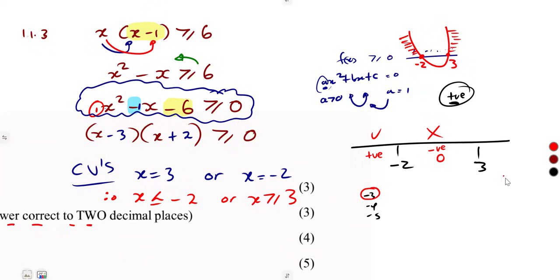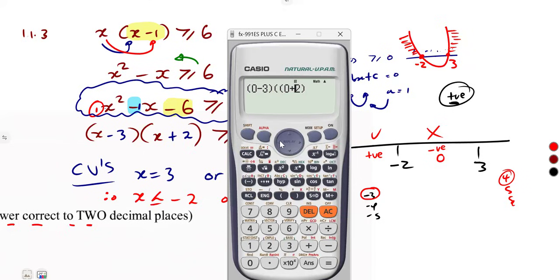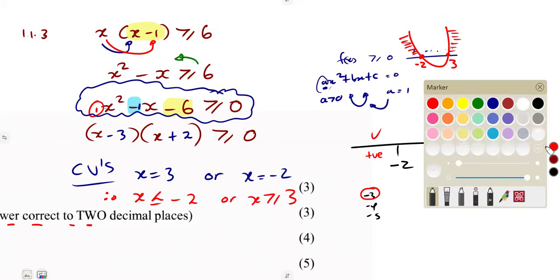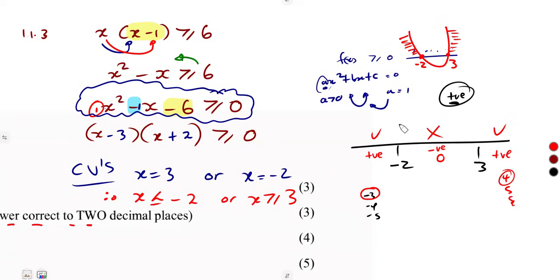So any value greater than 3, 4, 5, 6, whatever that you want. So I'm just going to use 4. In place of x, I'm going to put a 4. So this is going to give us 6, which is a positive. So this region gives us a positive, exactly what we want. So that is the two regions satisfies the condition.